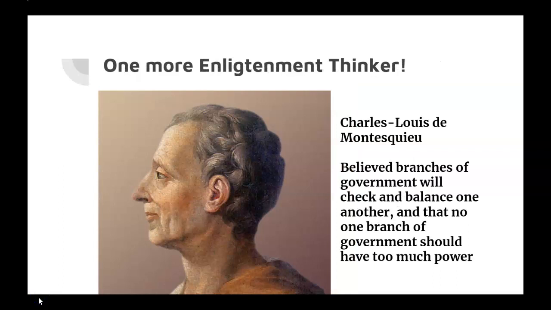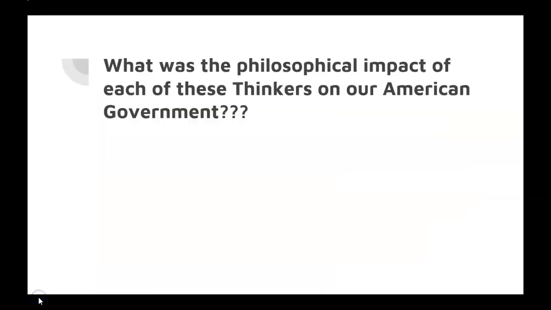The last Enlightenment thinker we're going to discuss is French philosopher Montesquieu. Montesquieu promoted the importance of separating the powers of government. When we look at the way that we separate the powers of government between three branches in the United States, that was directly inspired by Montesquieu. Montesquieu believed that branches of government would check and balance one another, and that no one branch of government should have too much power.